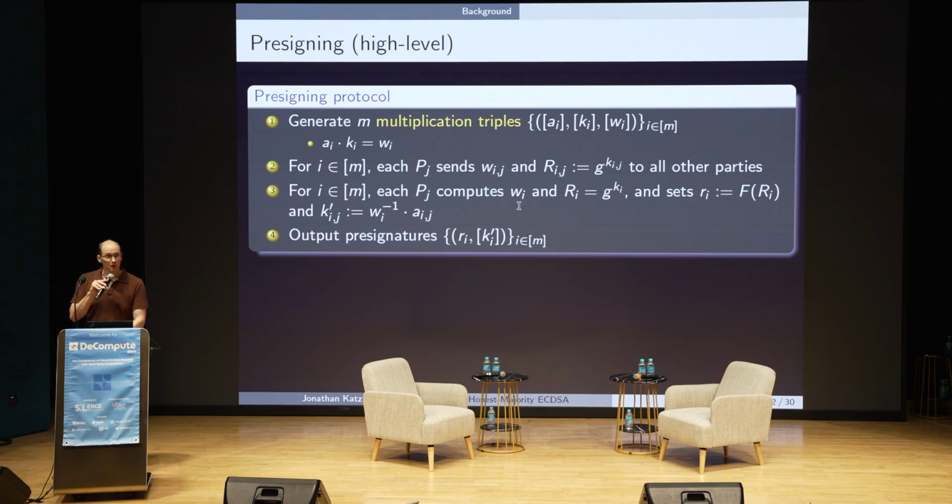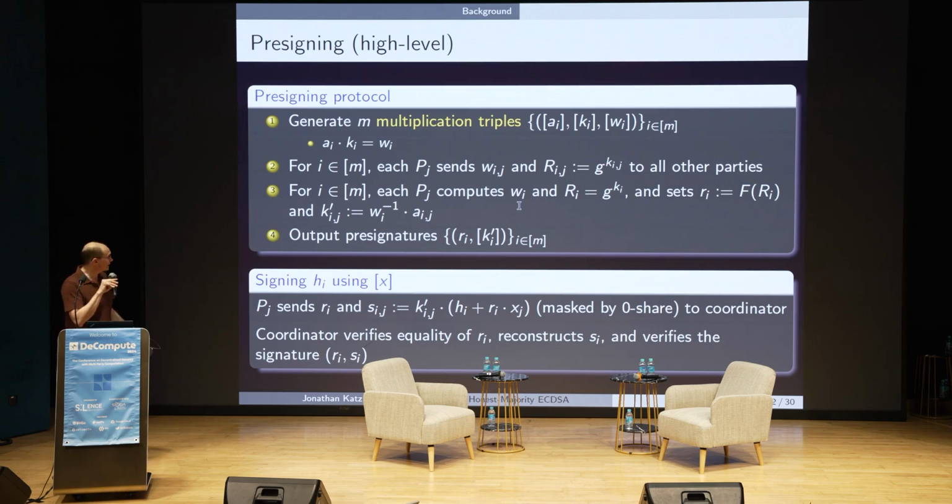And then the pre-signature, or the pre-signatures that the parties will output, consist of the value Ri, which now is public, all the parties know it, as well as the share of this value K prime. And they have M of these pre-signatures. So every pre-signature is just this pair, and each party has M of these pairs.